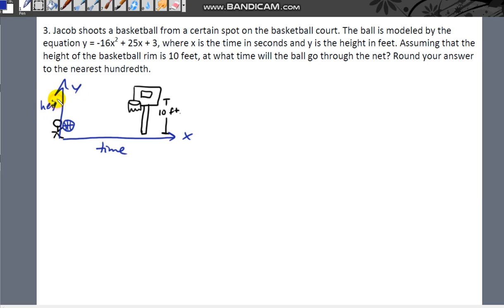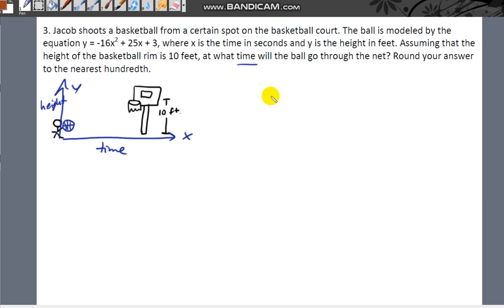So height. Assuming the height of the basketball rim is 10 feet, which is where a regulation basketball rim net sits, at what time will the ball go through the net? So you're trying to figure out the time that the ball goes through the net, and we're going to round our answer to the nearest hundredth.